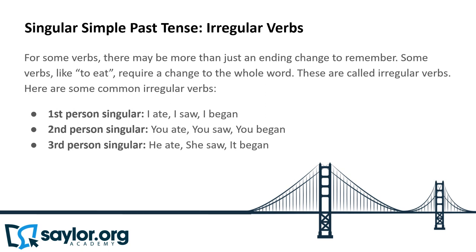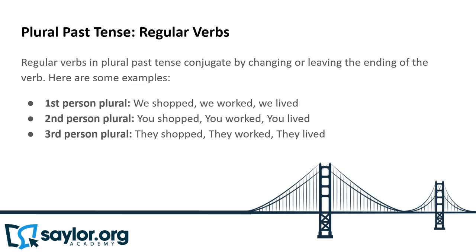First person singular. I ate. I saw. I began. Second person singular. You ate. You saw. You began. Third person singular. He ate. She saw. It began.